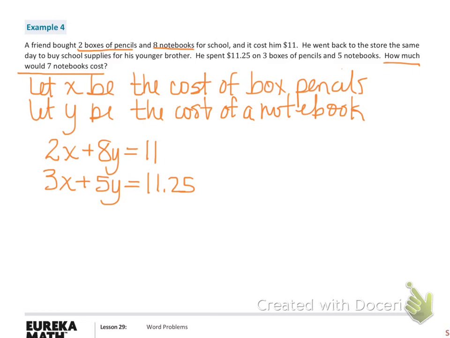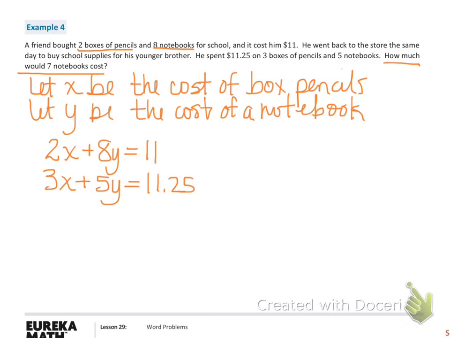Okay, so I could go either way. I could either eliminate x or y. I'm going to choose to eliminate x. And so what I want to do is write equivalent equations so that the coefficients of the x terms are opposites of each other. So if I multiply this equation through by 3, then I'll have 6x here. And if I multiply this equation through by -2, then I'll have -6x here. So let's look at what this looks like.